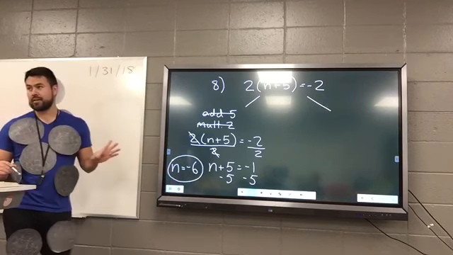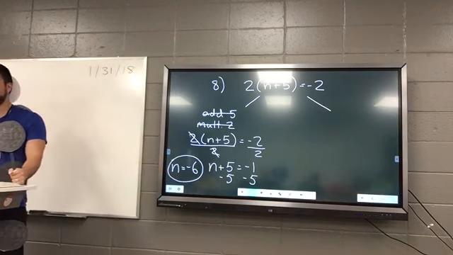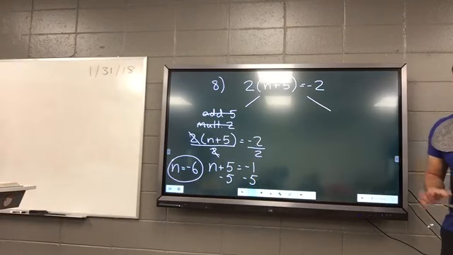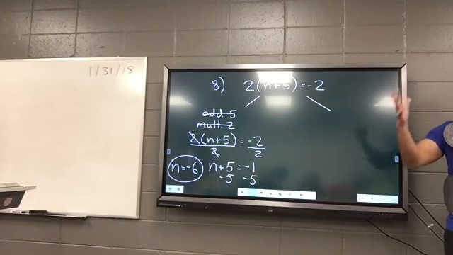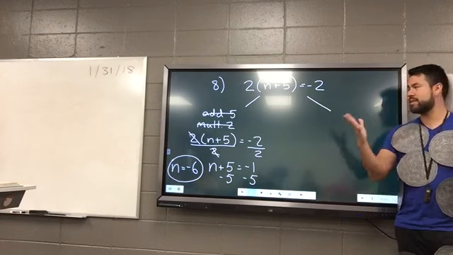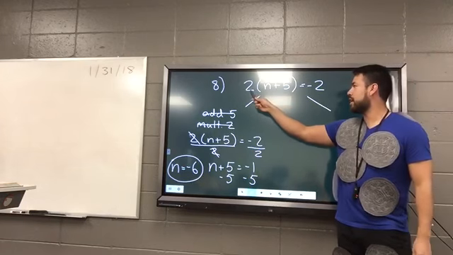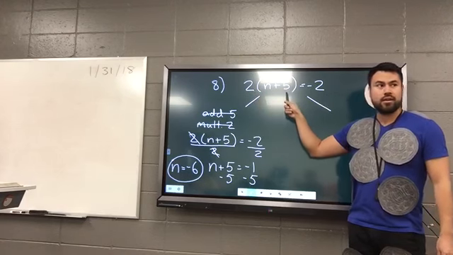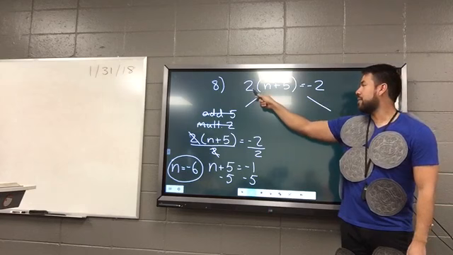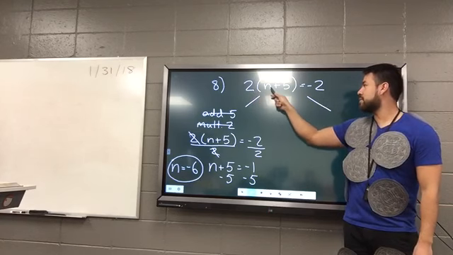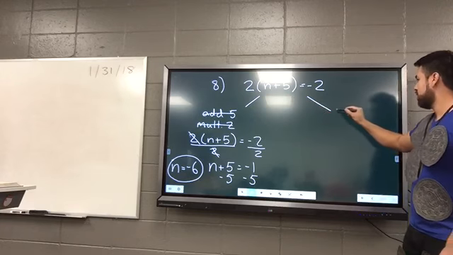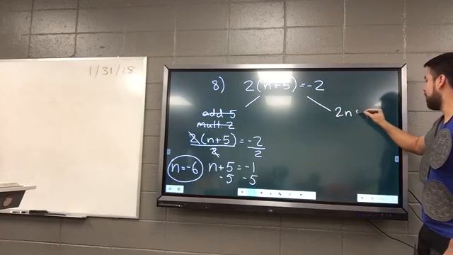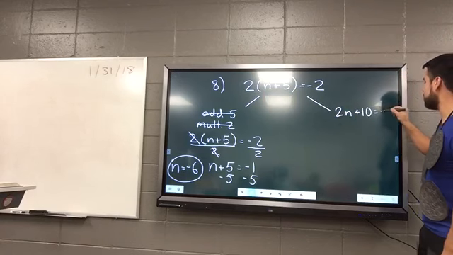I'm not going to check it yet because I'm going to do it another way. I think they know the other way. What do you think I would do? Do you guys remember when you have a number times a sum, you could do distributive property? How many of you would know to do 2 times n, which is 2n. And what's 2 times 5? Positive 10, right? Equals negative 2.